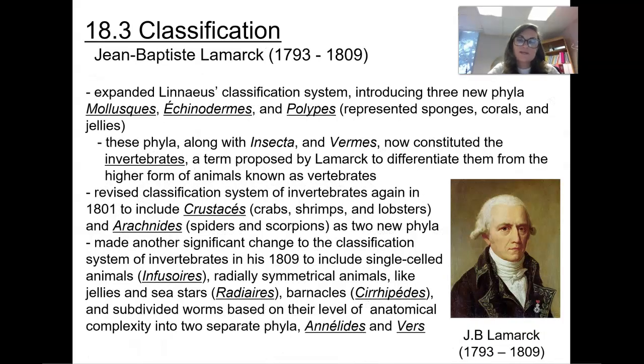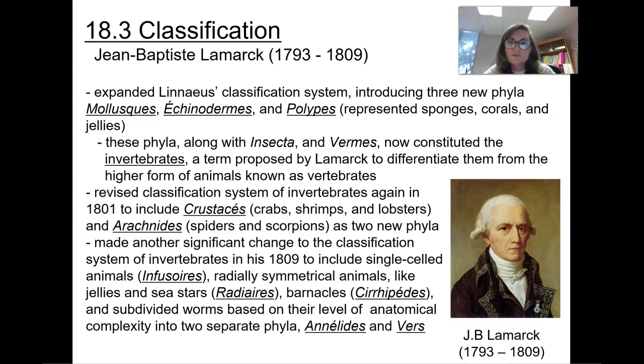Jean-Baptiste Lamarck is going to come about in 1793 to 1809. He expands Linnaeus's classification system and introduces 3 new phyla. He introduces the mollusks, the echinoderms, and the polyps. These represent sponges, corals, and the jellies. These phyla, along with insecta and vermes, now are going to constitute the invertebrates.